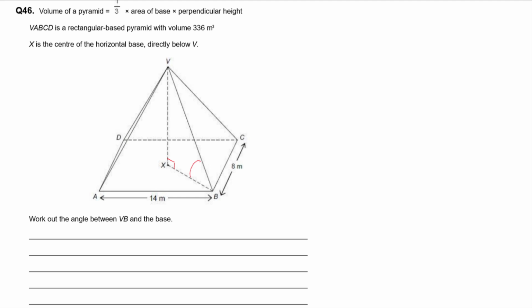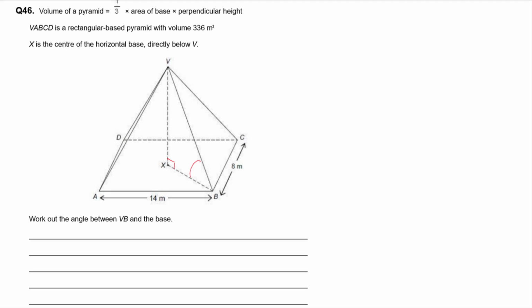Now if we want to work out that angle, we're going to need to know at least two things inside this triangle that we don't currently know. Basically we're going to need to find two sides of this shape. Now we've got the formula for the volume, so I guess we can use that to work out the perpendicular height of the shape, and that will give us XV. But we'll also need to find another side of the triangle, like BX, and we can probably do that with Pythagoras theorem. So that's what I'm going to do then.